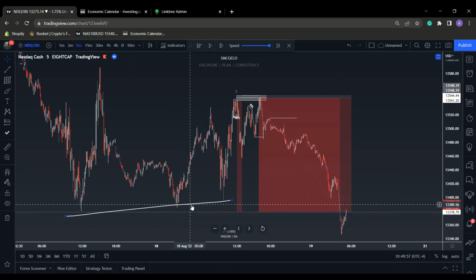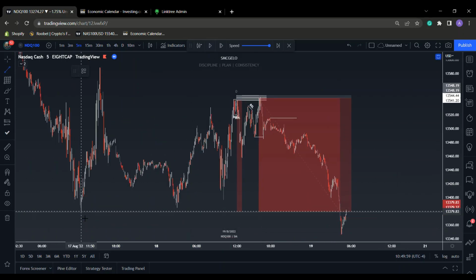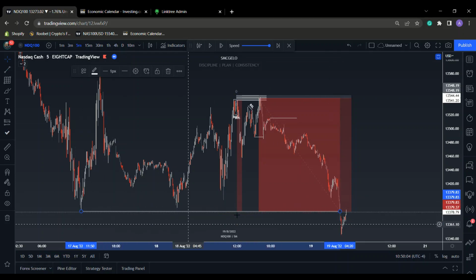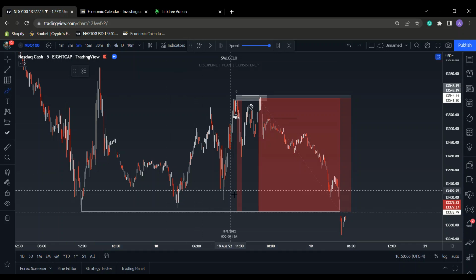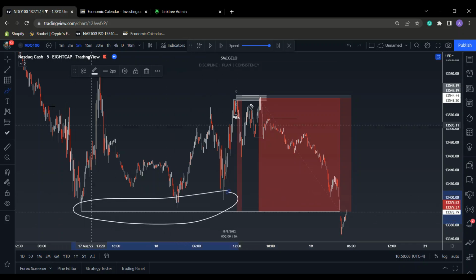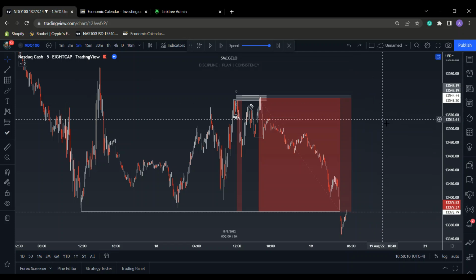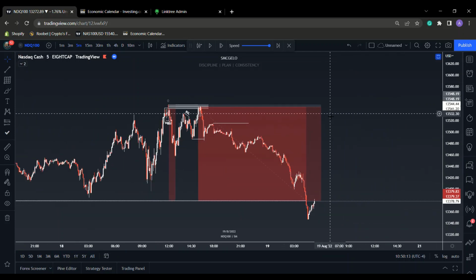Price ends up taking out our TP, this liquidity right here, because there was a lot of people buying all in this area. So people were buying heavily in this area right here, and price needed to come back down to take that out. And that's exactly what it did.